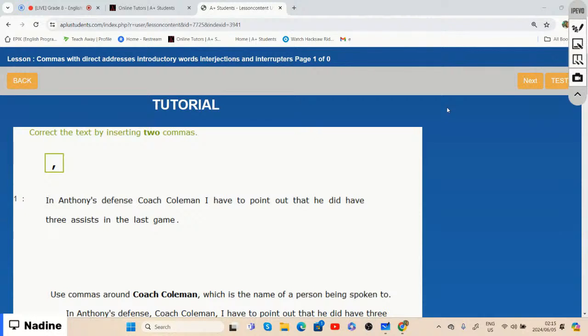All right, and if we look at it, it says, correct the text by inserting two commas. So we need to correct the text by inserting two commas, right?